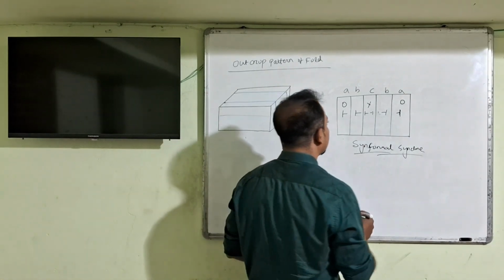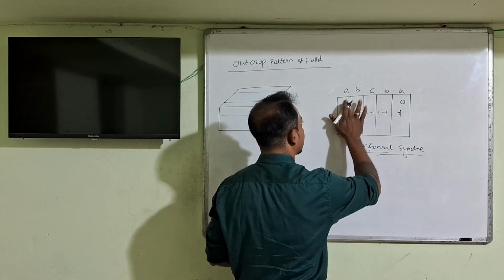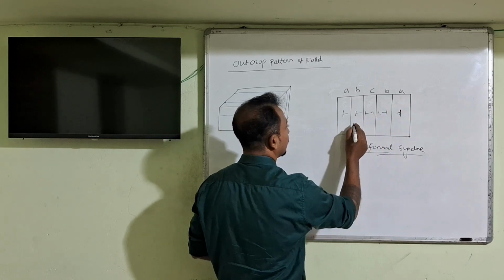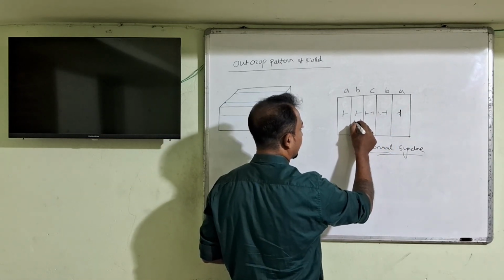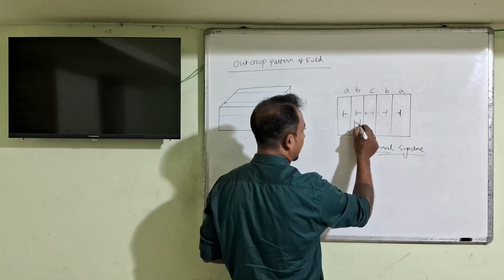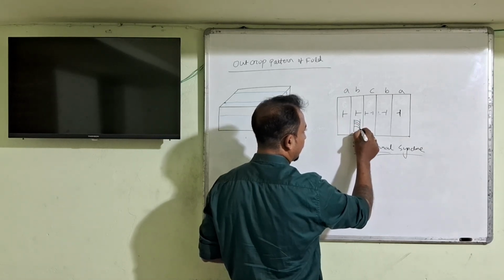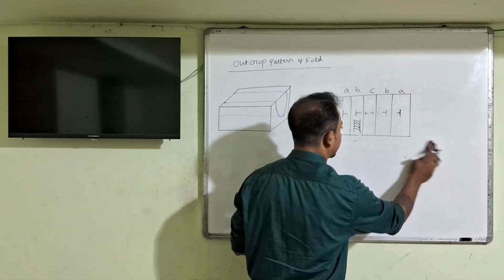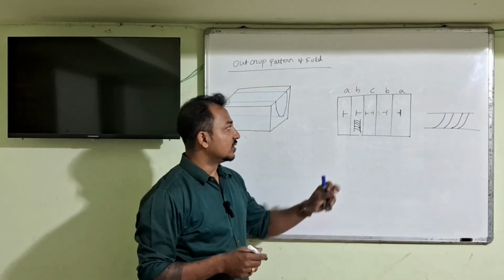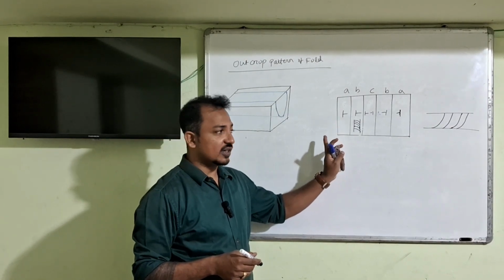So suppose we draw a cross bedding here, like this. Okay, this is a cross bedding. Now what type of fold will it be? Tell me. See, this is a cross bedding, represented here.